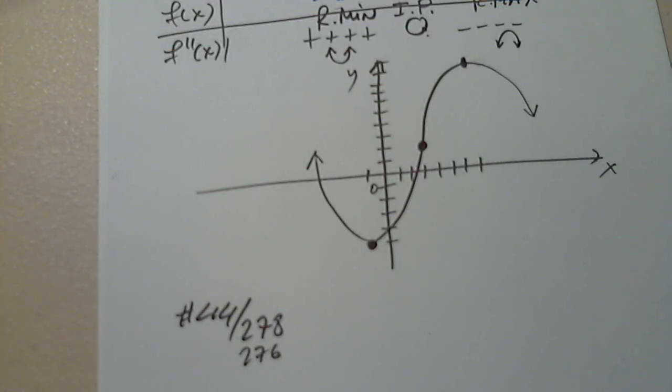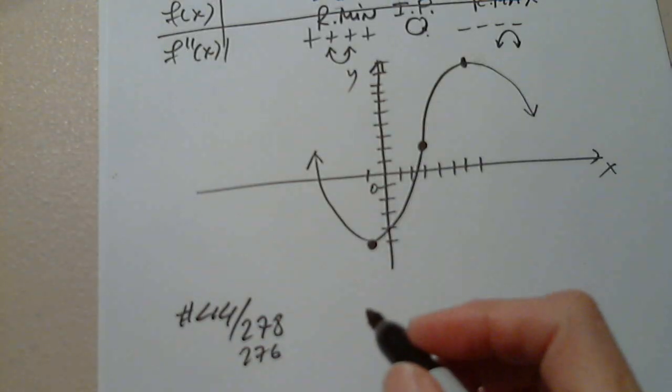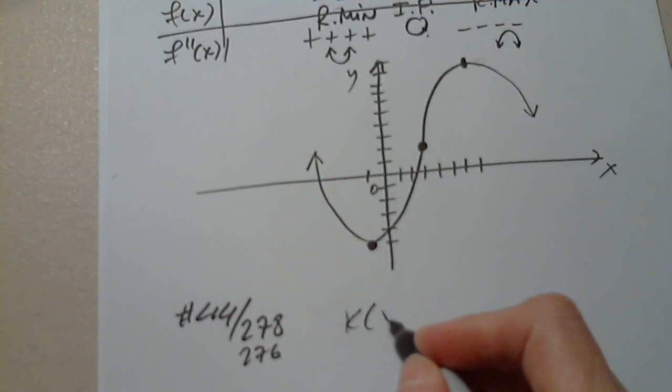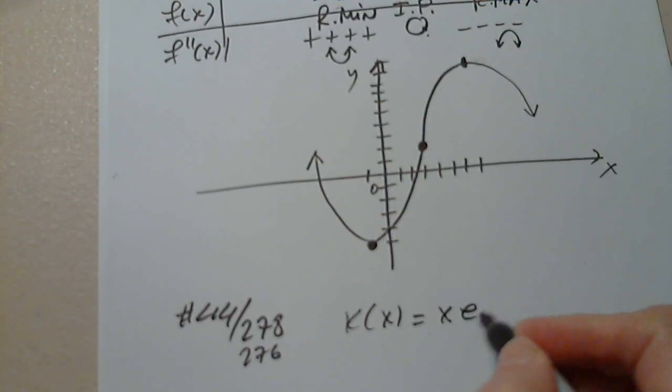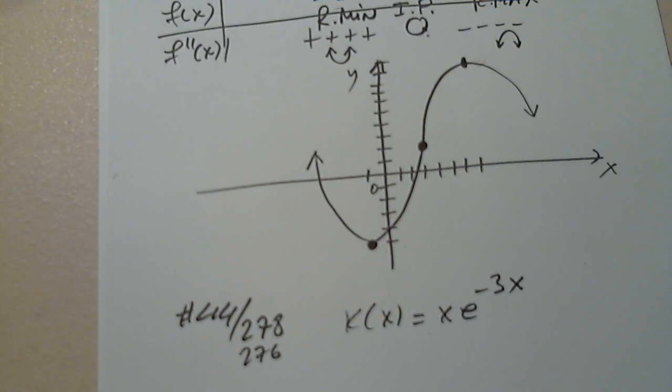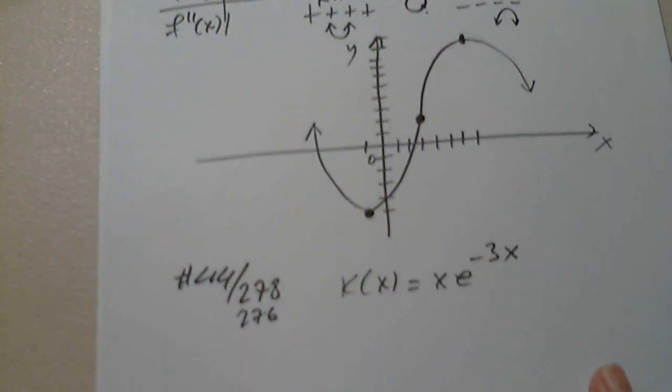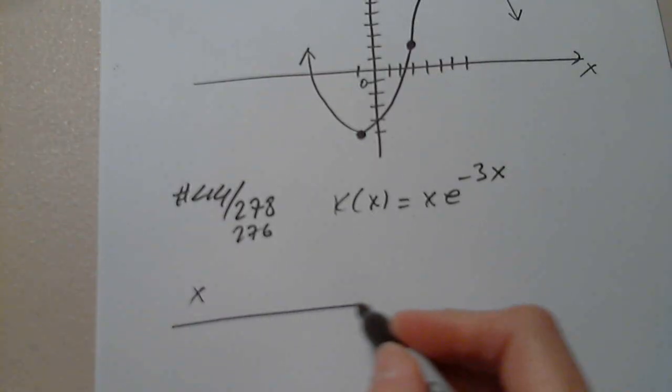So what are we asked to do? Find any relative max, min, so the whole thing, and then sketch a graph. So this is 44. Is this the one you meant? K of x, x e to negative 3x? Okay, perfect. So k of x equals x e to negative 3x. Good. So they want us to do the whole thing. So of course, I'm going to get the table going.